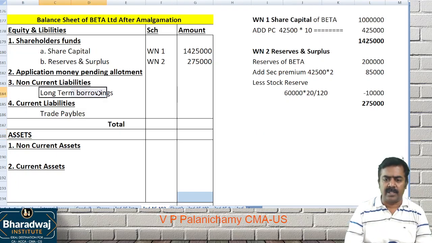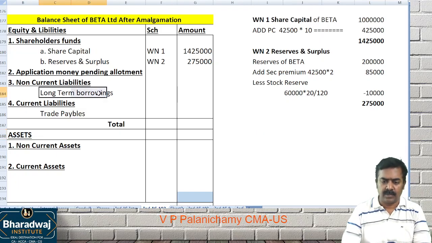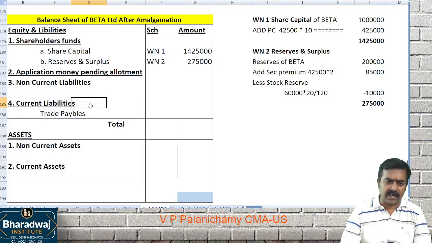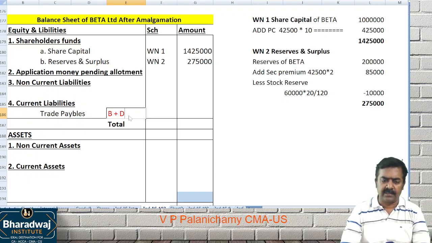Any long-term borrowings in this question? No long-term borrowings. Trade payable, Beta plus Delta, minus mutual due.